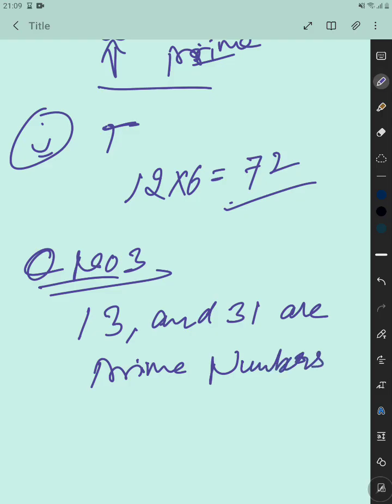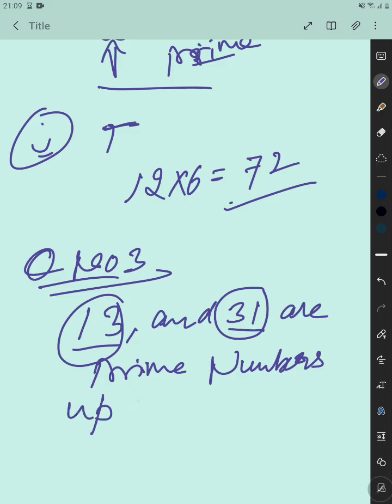Both these numbers have the same digits, 1 and 3. Find such pairs of prime numbers up to 100. We need to find pairs of prime numbers whose digits are the same.